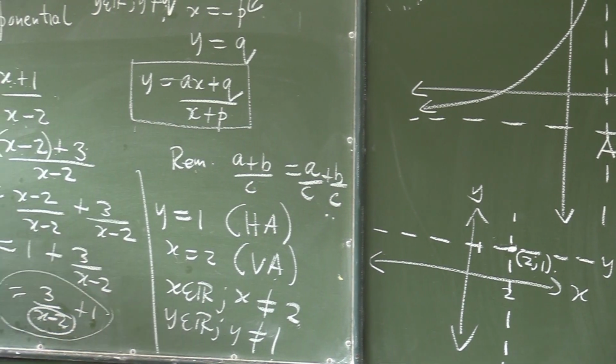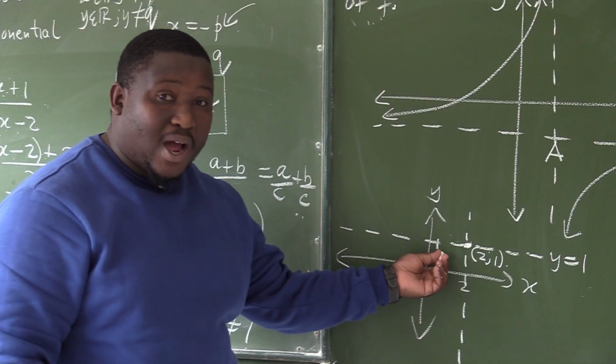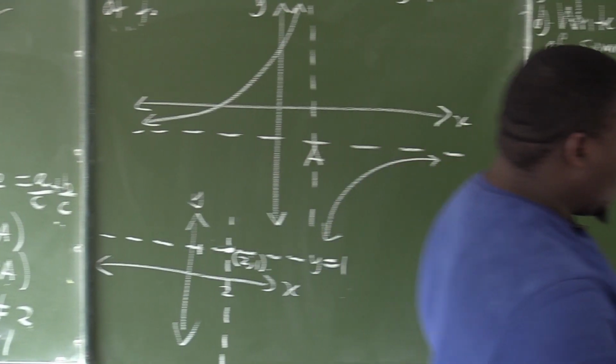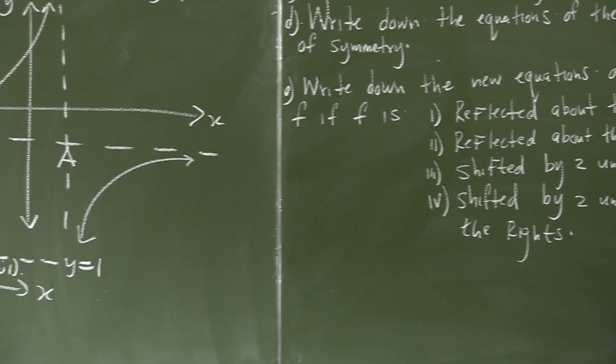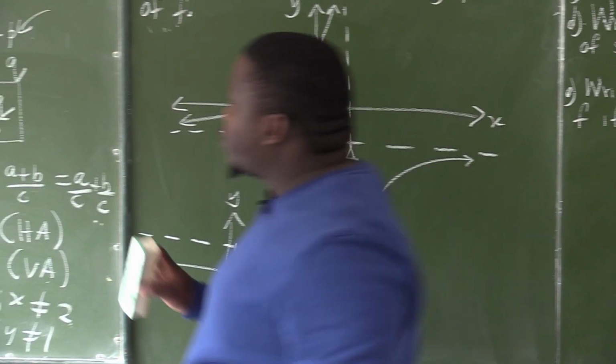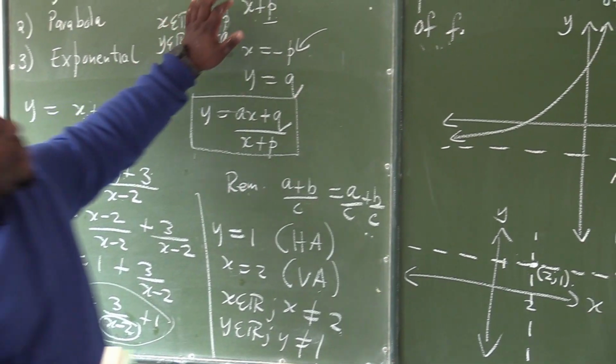Again, while on the hyperbola, it is very important that you understand that with the hyperbola, we have axes of symmetry. There are two lines of symmetry with the hyperbola. There's one that is increasing and there's one that is decreasing. Now, I'm saying to you, there are two lines of symmetry with a hyperbola.